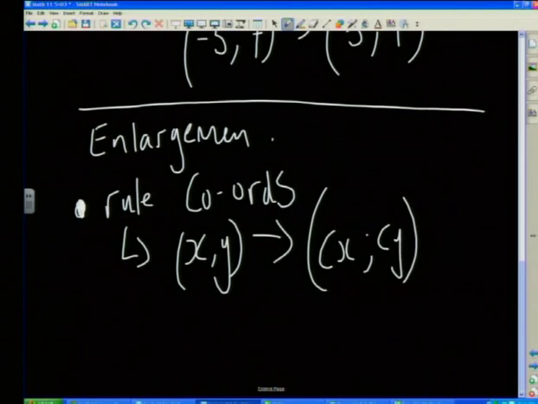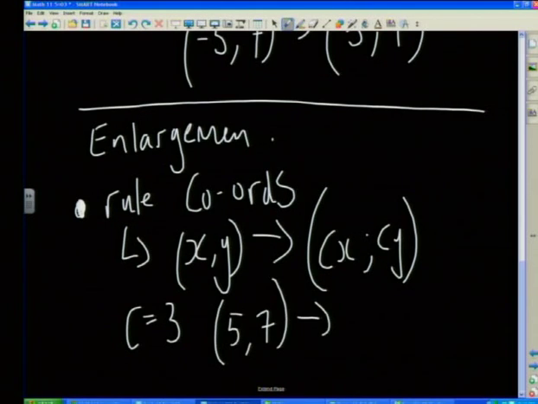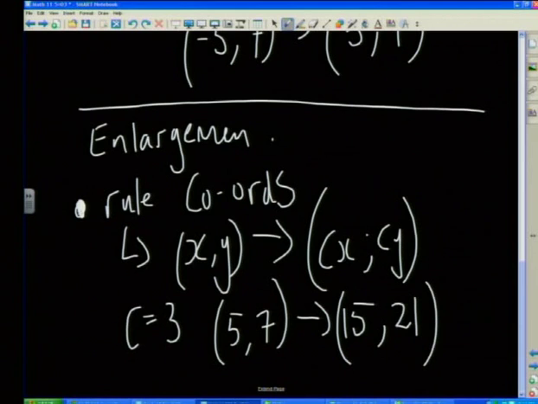In other words, if c is the scale factor, if c is 3, so the scale factor of 3, then if you have, let's make it up, 5, 7, what does it become? It becomes 5 times 3, which is 15, and 7 times 3, which is 21. And those will be your new coordinates. Okay? So that's the rule for coordinates.